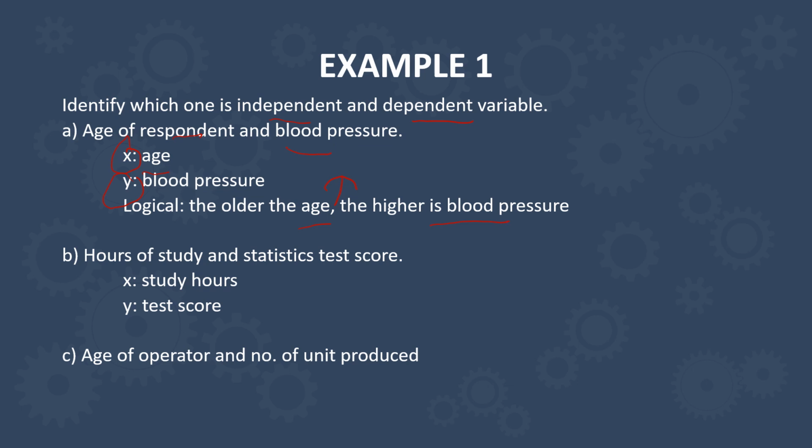Next, think about the hours of study and their score on a statistics test. So definitely the number of study hours is the independent variable, X here, and the test score is the dependent variable. Why? Because in this case, the more hours the students study, the higher their test score is likely to be. Finally, let's consider the age of an operator and the number of units they produce. So what do you think? Which one will be the independent variable and which one is the dependent variable? Take a moment and think about it.